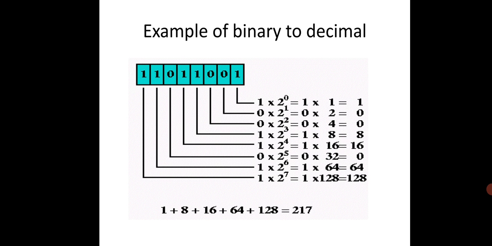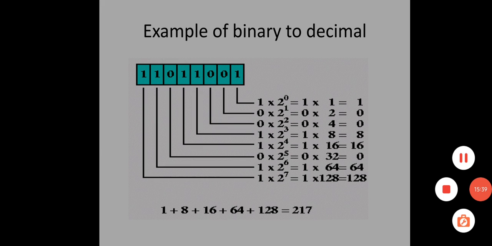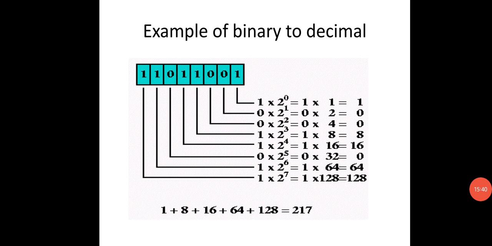So 0 into 4 is 0. The fourth value is 1. So 1 into 2 raised to 3 is 1 into 8, which is 8. The fifth is 1 into 2 raised to 4. So 2 raised to 4 means 16. So 1 into 16 is 16.